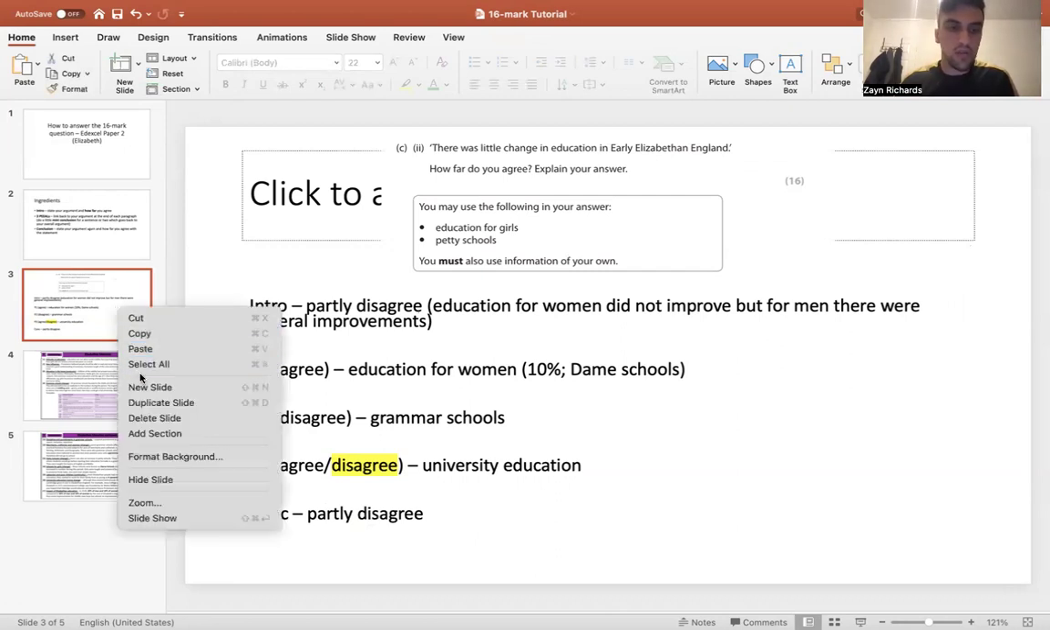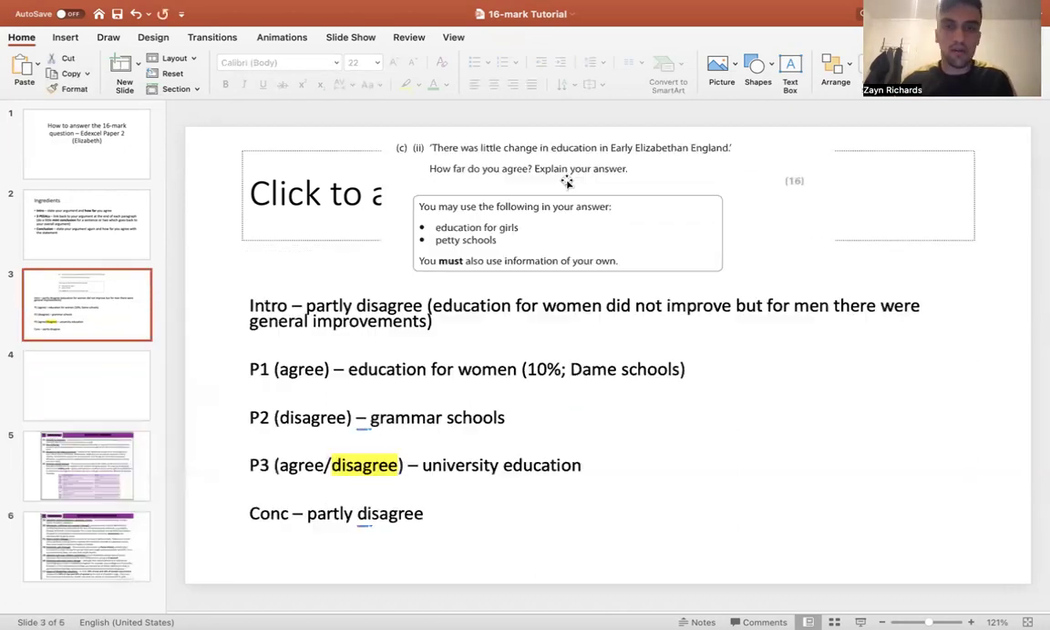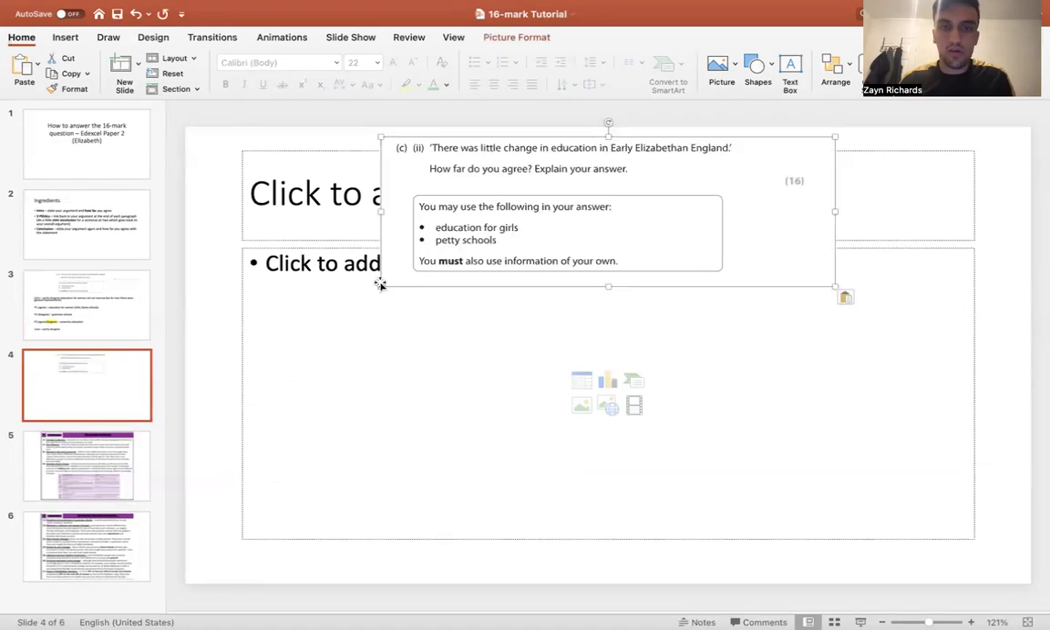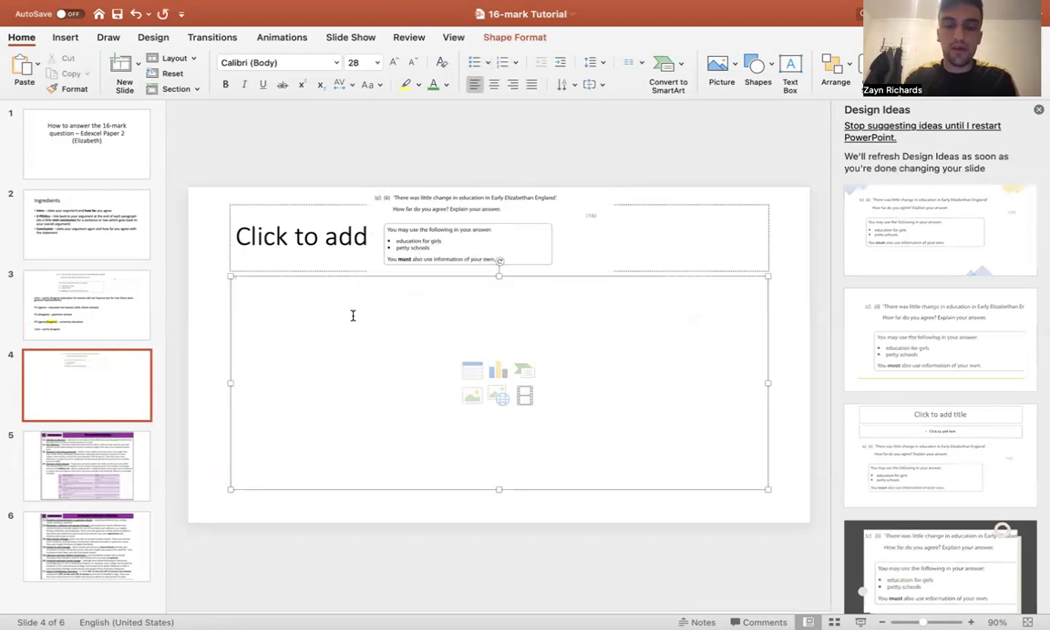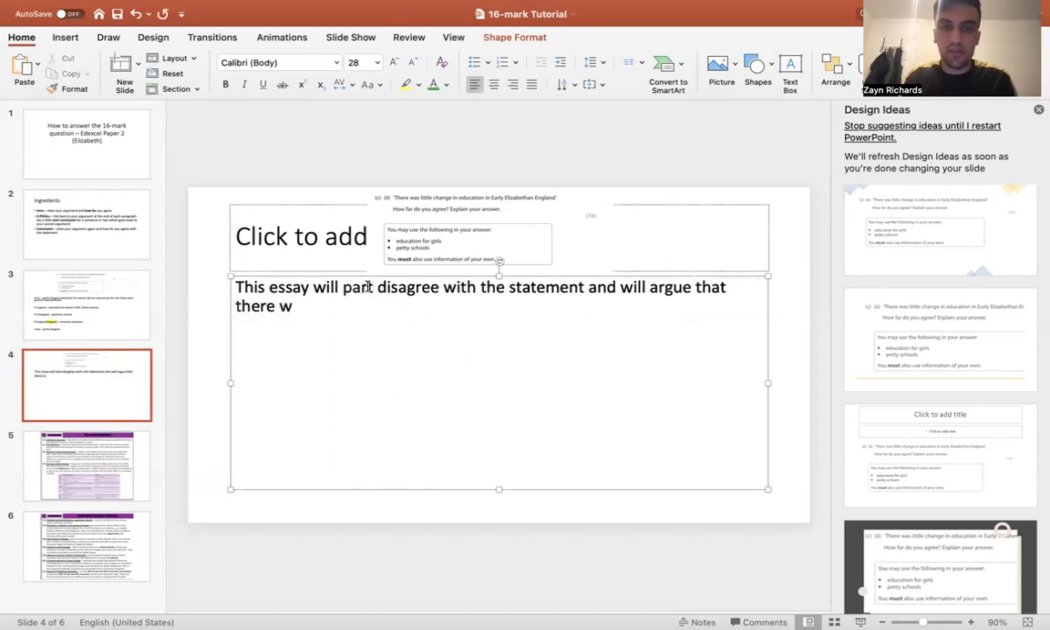Okay, so now let me just pull up a slide. I'll just copy and paste the question across. Okay, so this is what my introduction should look like. So I'm going to start by saying, in this essay, this essay will partly disagree with the statement and will argue that there was change in education in Elizabethan England, but only for men.